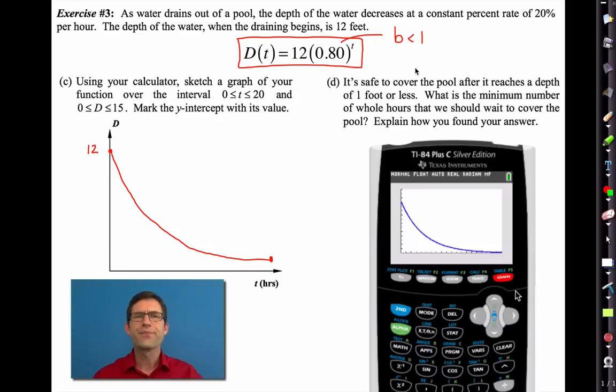Now letter D. It's safe to cover the pool, right? To put a tarp over the pool after it reaches a depth of 1 foot or less. What is the minimum number of whole hours that we should wait to cover the pool? Explain how you found your answer. So go for it. Play around with this problem and see what you can do to figure out the answer to this problem to the nearest whole hour.